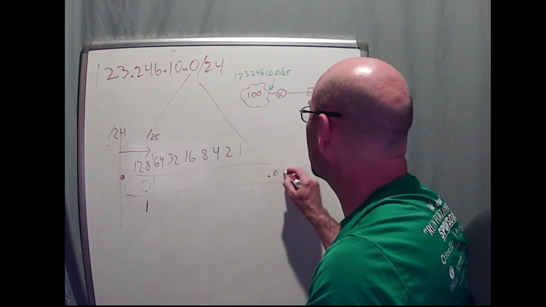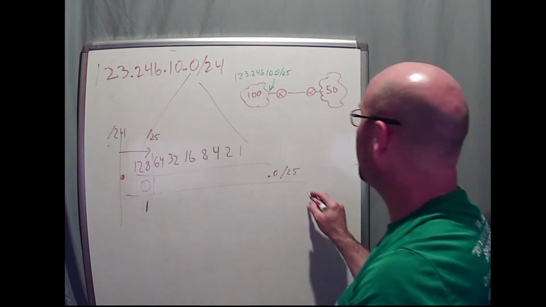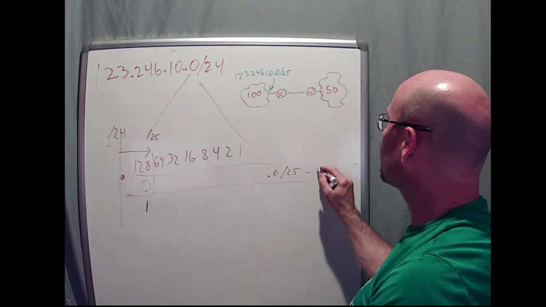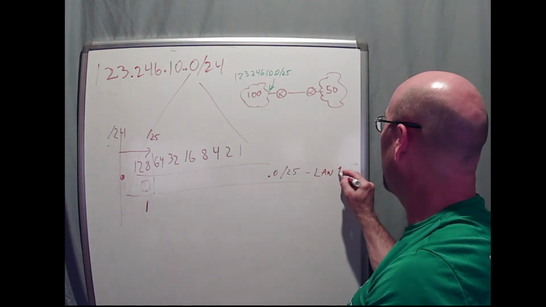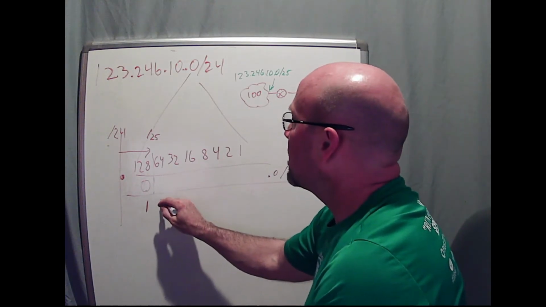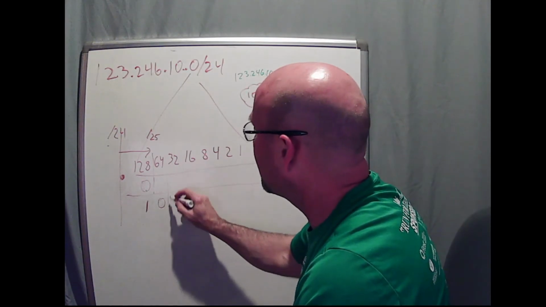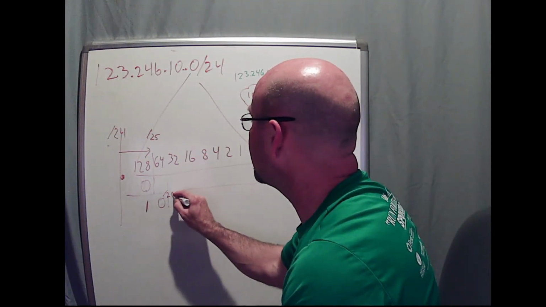This is .0/25, as we have assigned up there. It's already used for LAN 1. Let's try to get LAN 2 taken care of. So let's slide it over to this space, to this position. This would be known as a /26.